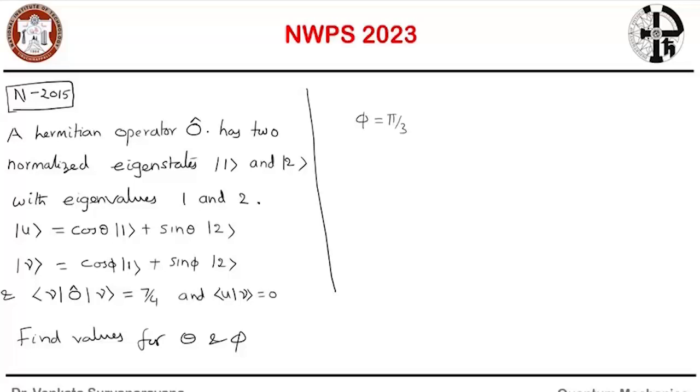See, I have given you a Hermitian operator, normalized eigenstates, and eigenvalues, two numbers. And you're given two states, some combination of these. And you're given this expectation value of 7, 4, and this. Use this and figure out phi and theta. So please, you do it. This is not difficult, but I want you to do it. After doing all this, you should be able to do it. And if you are not able to figure it out, you can ask me, maybe tomorrow.